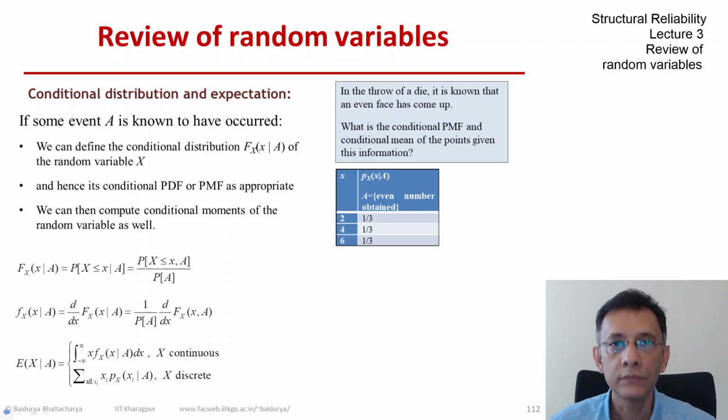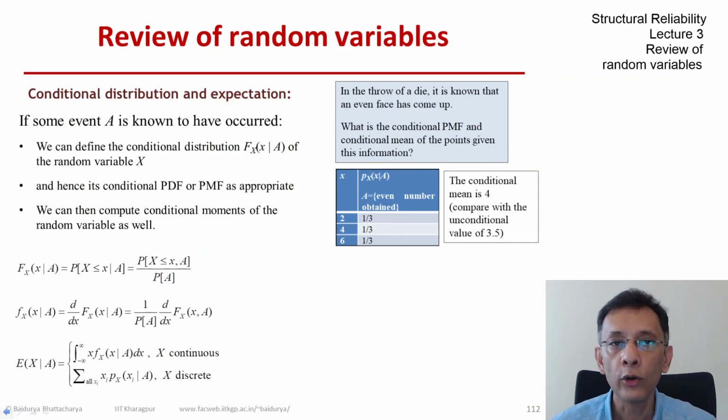Clearly we now have only 2, 4 or 6 as the possibilities, and the probabilities of 1, 3 and 5 are 0. We need to make sure that in this conditional mass function they all add up to 1, as they always should. And if you look at the conditional mean, it's simply 4, which is different from the value of 3.5, which we found in the earlier example where it was unconditional.